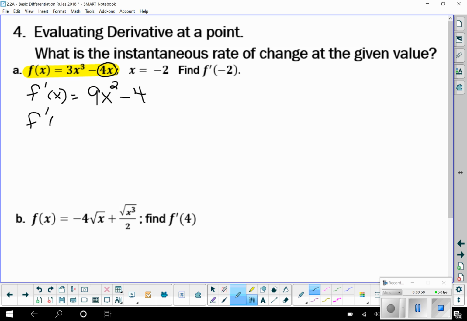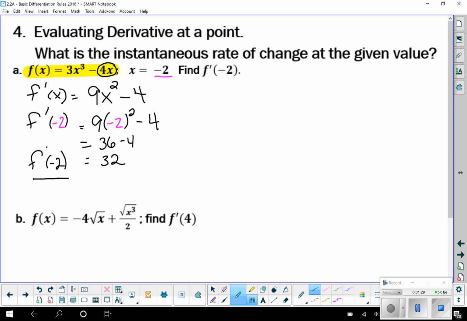Now I'm going to evaluate it at a point. And that point is at -2. So this will be equal to 9. We're going to take the -2 and square it, subtract 4, which that looks like it'll be -2 squared is 4, so I'd have 36 minus 4, pretty steep slope of 32. So f prime of -2 equals 32. That's part of what we need.